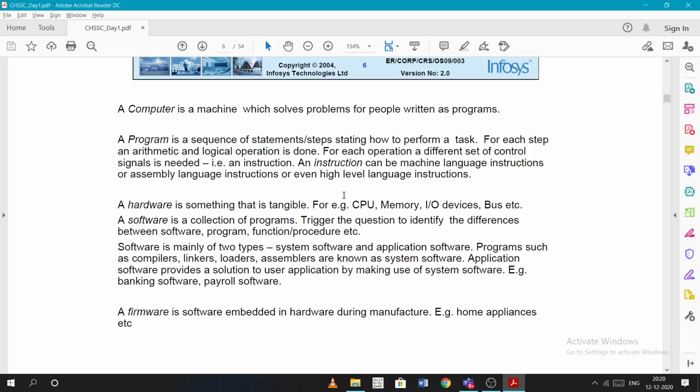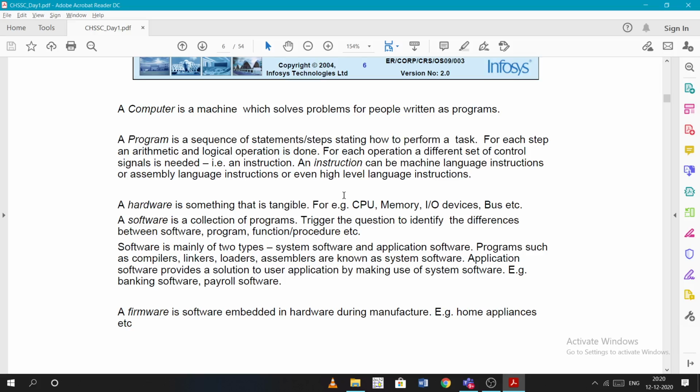Basically we think that all of them are similar, but each is slightly varying in behavior. Software is mainly of two types: system software and application software. Programs such as compilers, linkers, loaders, assemblers are called system software. For a better understanding, we can say a system software is the OS, like Windows, Linux, Ubuntu, and all, Linux, basically Ubuntu will come under Linux only, or Mac OS, right? These are all OS which help to handle the applications that are present inside it.